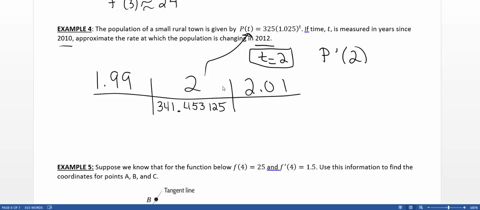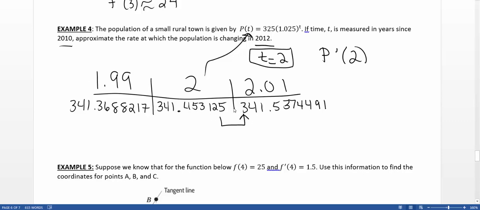When I plug in 2.01, I get 341.5374491. And when I plug in 1.99, I get 341.3688217. So we have to be a little careful with decimals. We try not to accidentally type in a wrong one, but hopefully you're able to take these and then use them to find the average rate of change on the left and the average rate of change on the right.